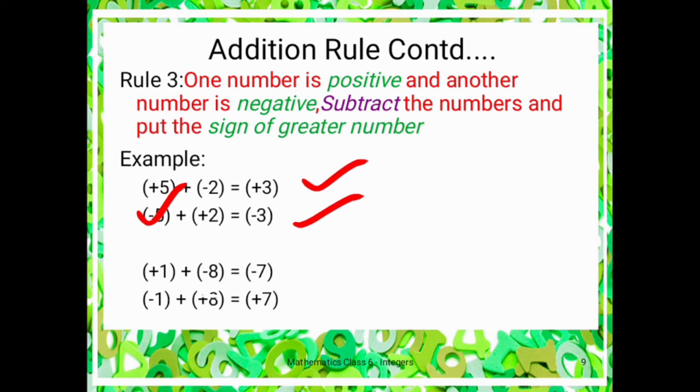Then here minus 1 plus 8 is equal to plus 7. Why? The difference between 8 and minus 1: it is 8 and 1, so 8 minus 1 is 7, not minus 1. Simply take the difference between 8 and 1, that is 7. And what is the sign of the greater number? It is plus. So, plus 7. This is all about the addition rule when one number is positive and the other is negative.